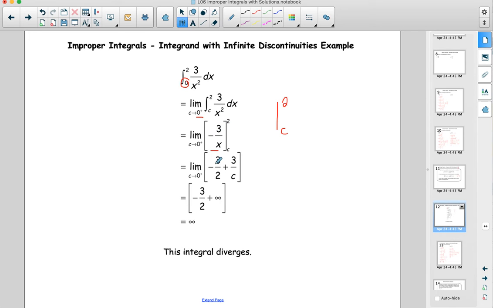So plugging in our 2, we get negative 3 halves. Take away a negative becomes plus, and then we're going to plug in our C, so we get 3 over C. So we're negative 3 halves plus 3 over C. And then we're going to send C to 0 positively. We're going to be looking at that 3 over 0 positively. I think we've seen that enough times that we recognize that 3 over 0 positively is just positive infinity. So this is now going to evaluate to negative 3 halves plus infinity, which is infinity. So this particular integral is diverging.